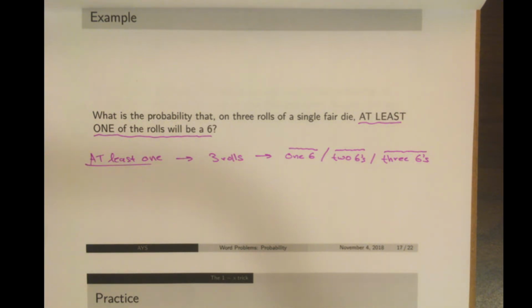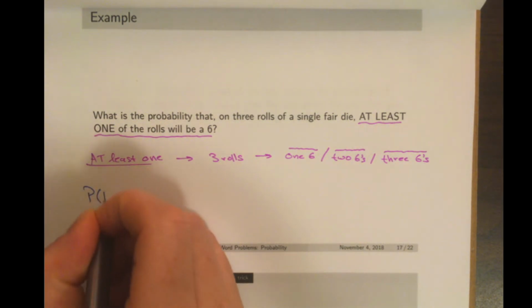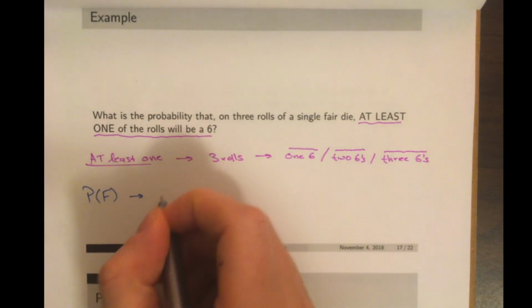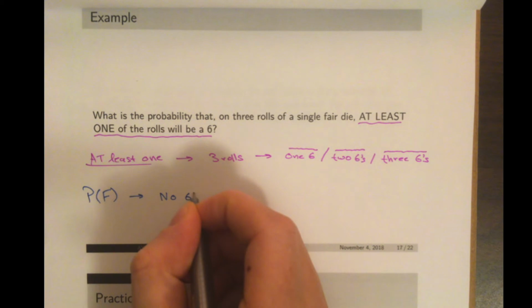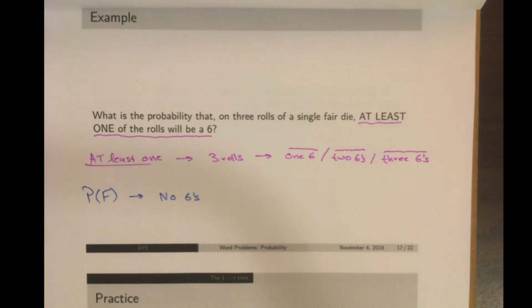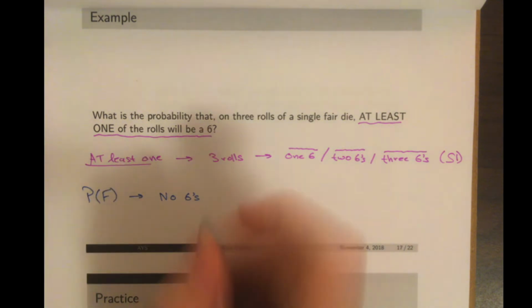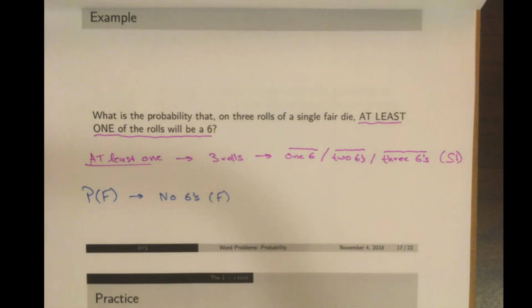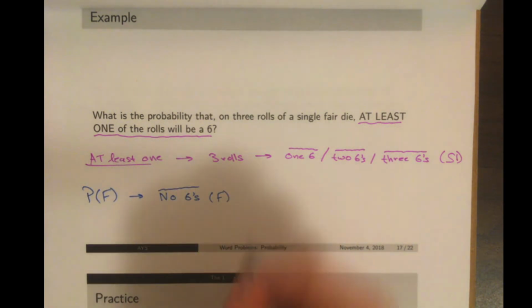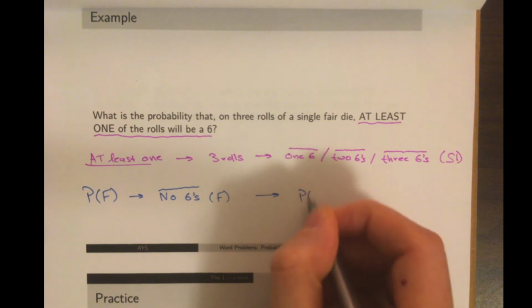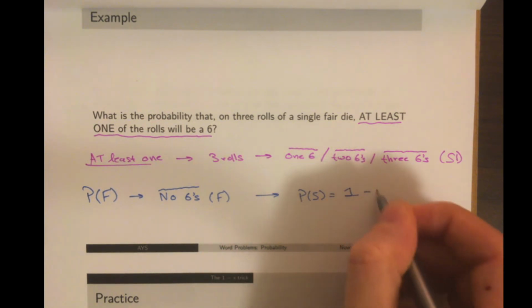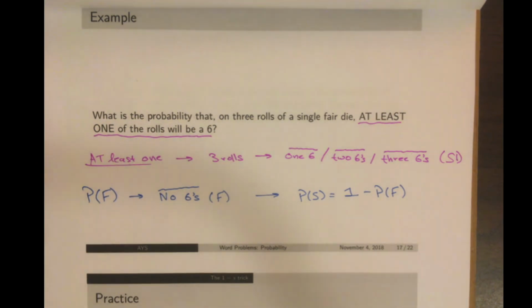Now, if we flip the question, well, what's the opposite of this? The opposite of this, the probability of failure, or the failure statement, is no 6s. If I have 1 6, if I have 2 6s, or if I have 3 6s, these are all called success. If I have no 6s, that's called failure. So if I flip the question and make it a question of failure, there's only one case to solve. And once I do that, I'll say in the last step, probability of success is equal to 1 minus the probability of failure. And let's go ahead and do that.